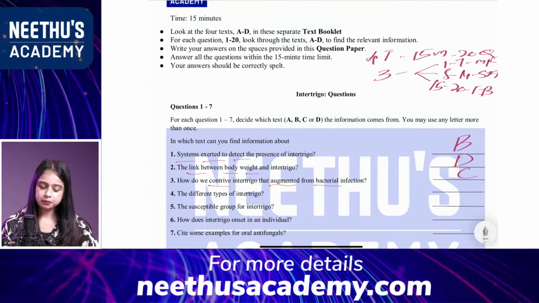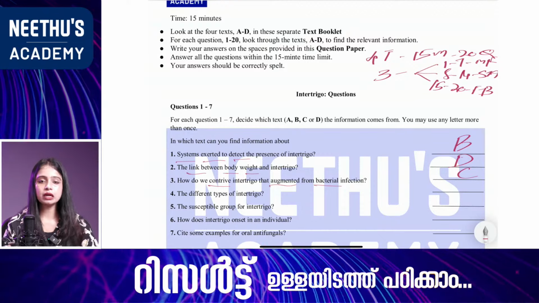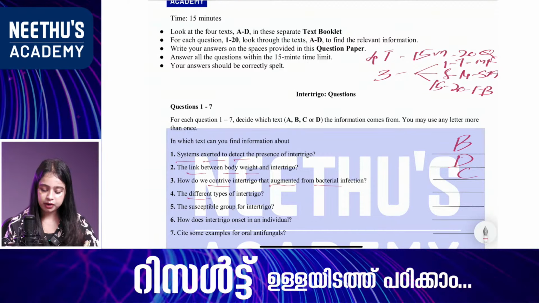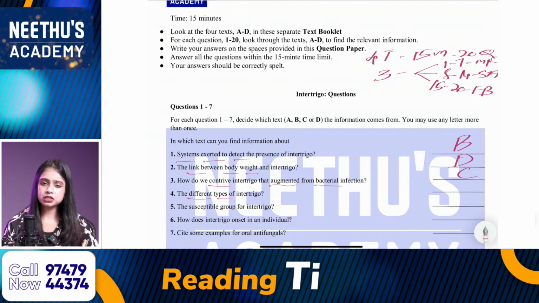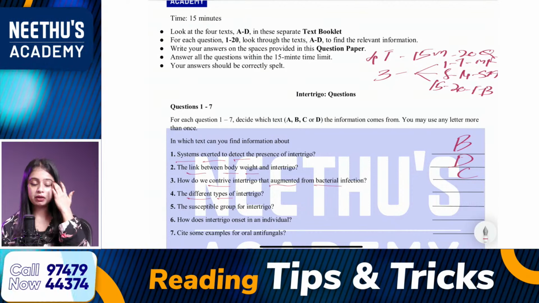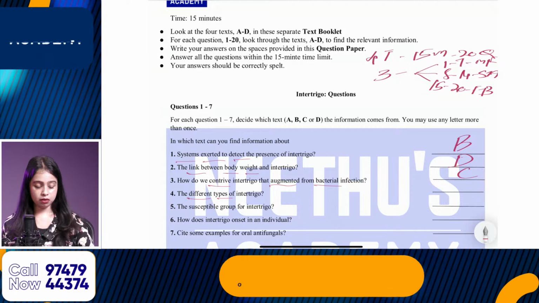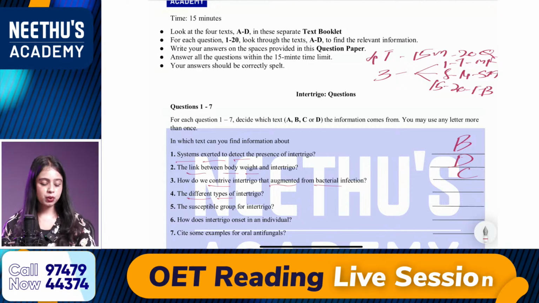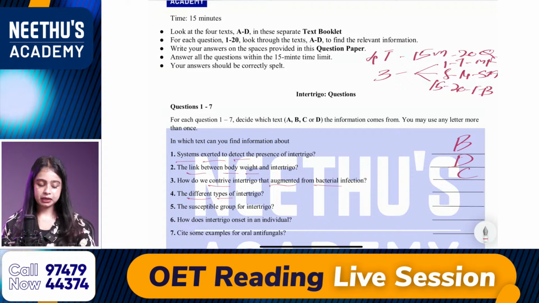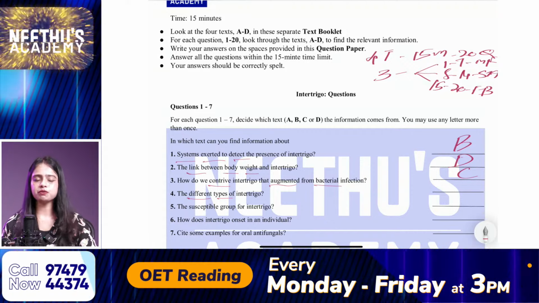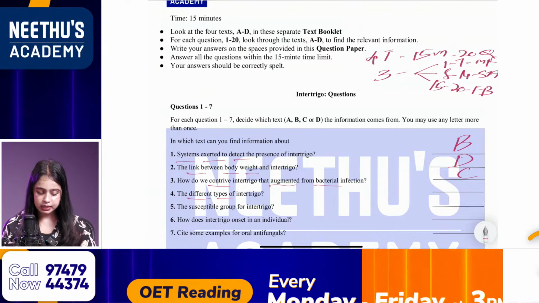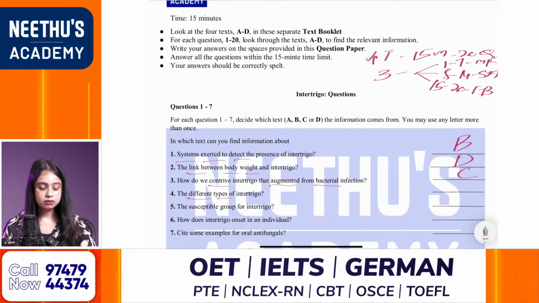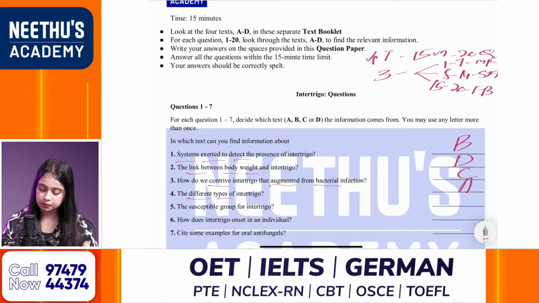What about the fourth one? The different types of intertrigo. Where have they mentioned different types of the condition? Renu, it's third question from text C, very good, dear. So what about the fourth one, Renu? Any idea? Suji, Shiny, Reba, answer is A.